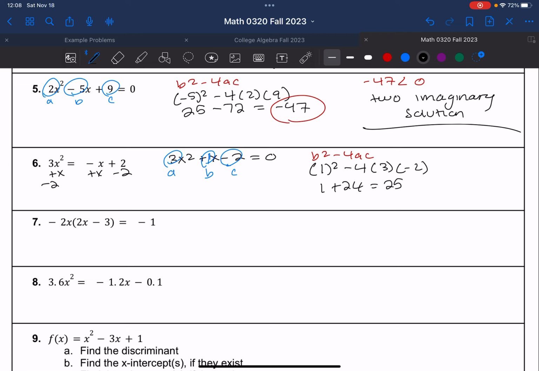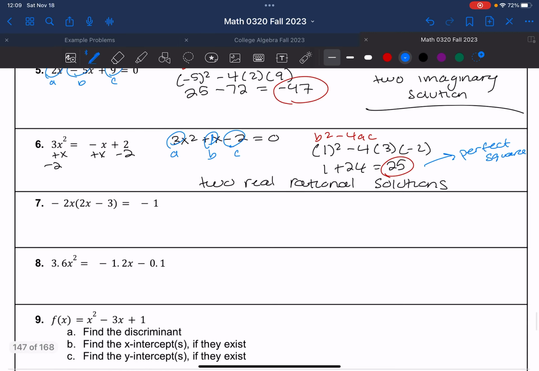Since 25 is a perfect square, which means I can take the square root of 25 and I'm going to get a perfect number of 5. Not only do I have two real solutions, I have two real rational solutions. And again, this is because this is a perfect square. I can take the square root of it.